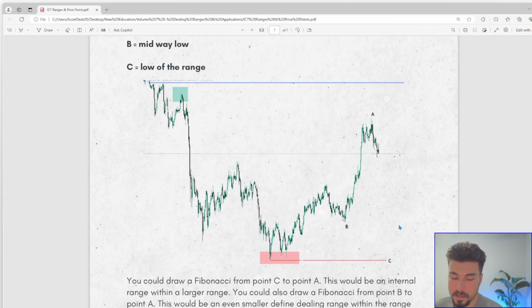So this video here is a bit more in depth, right? A bit more of an extension, but this is personally how I use ranges.